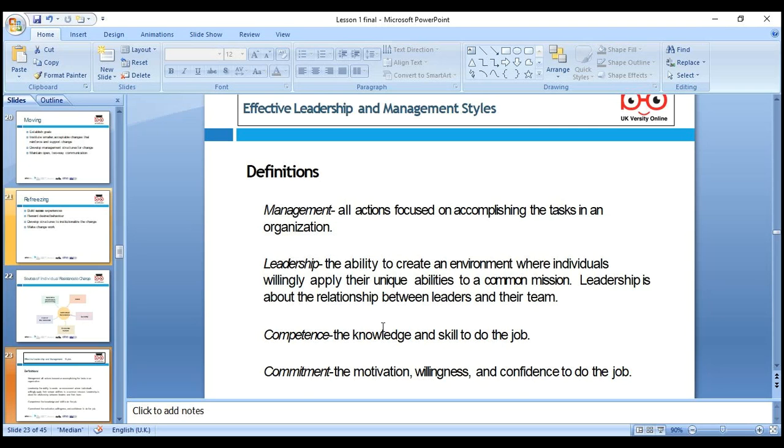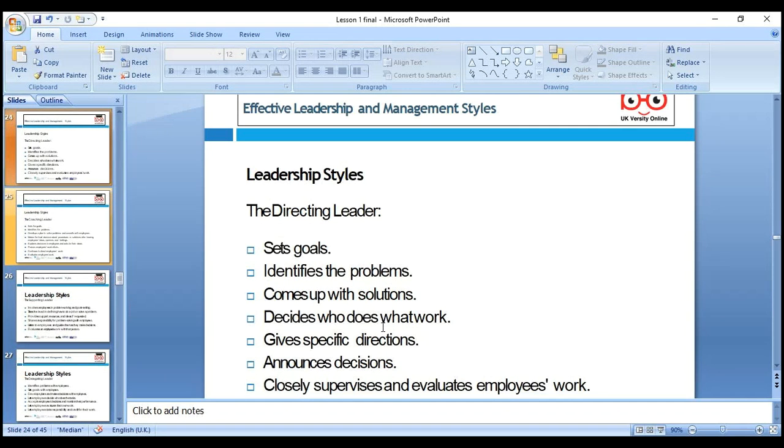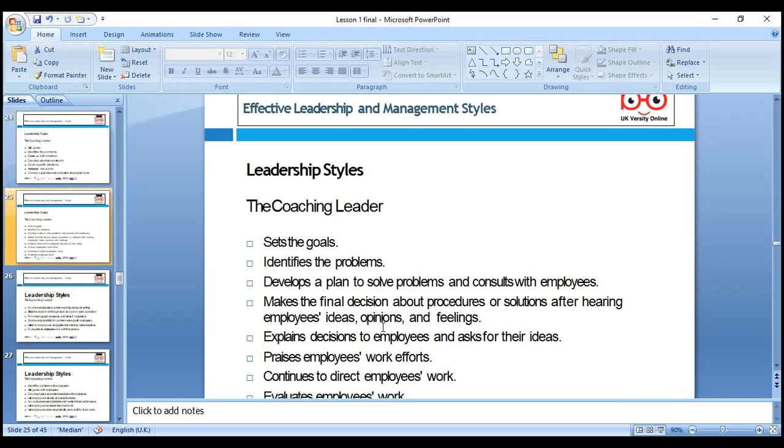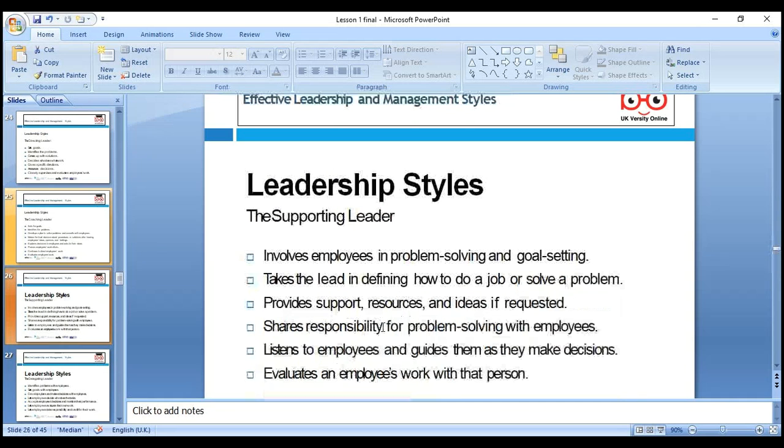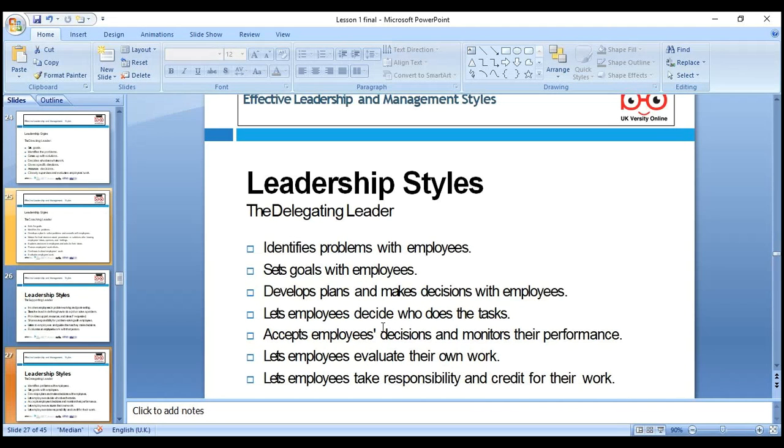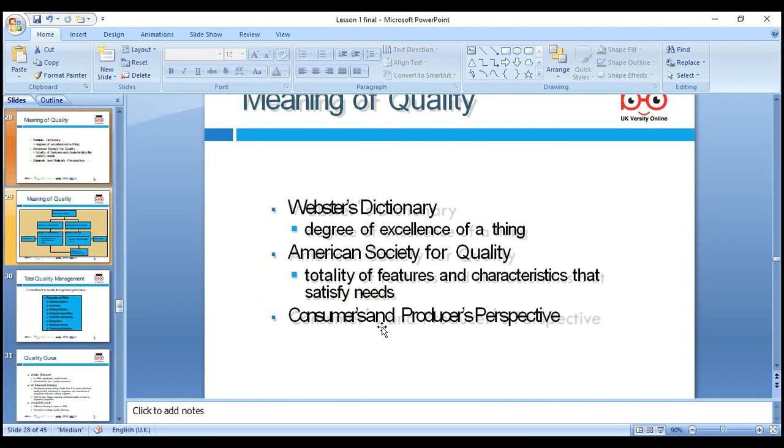So competency, knowledge, skills are required. And then leadership style. Earlier we said as well, we can use different leadership styles. Directing: goal setting, identifying problems. So these can be different leadership styles. A leader can be a coaching leader, those who coach and teach people. A leader style can be supporting. I'm sorry, I'm skipping a few. Then the leader can be delegating in style.